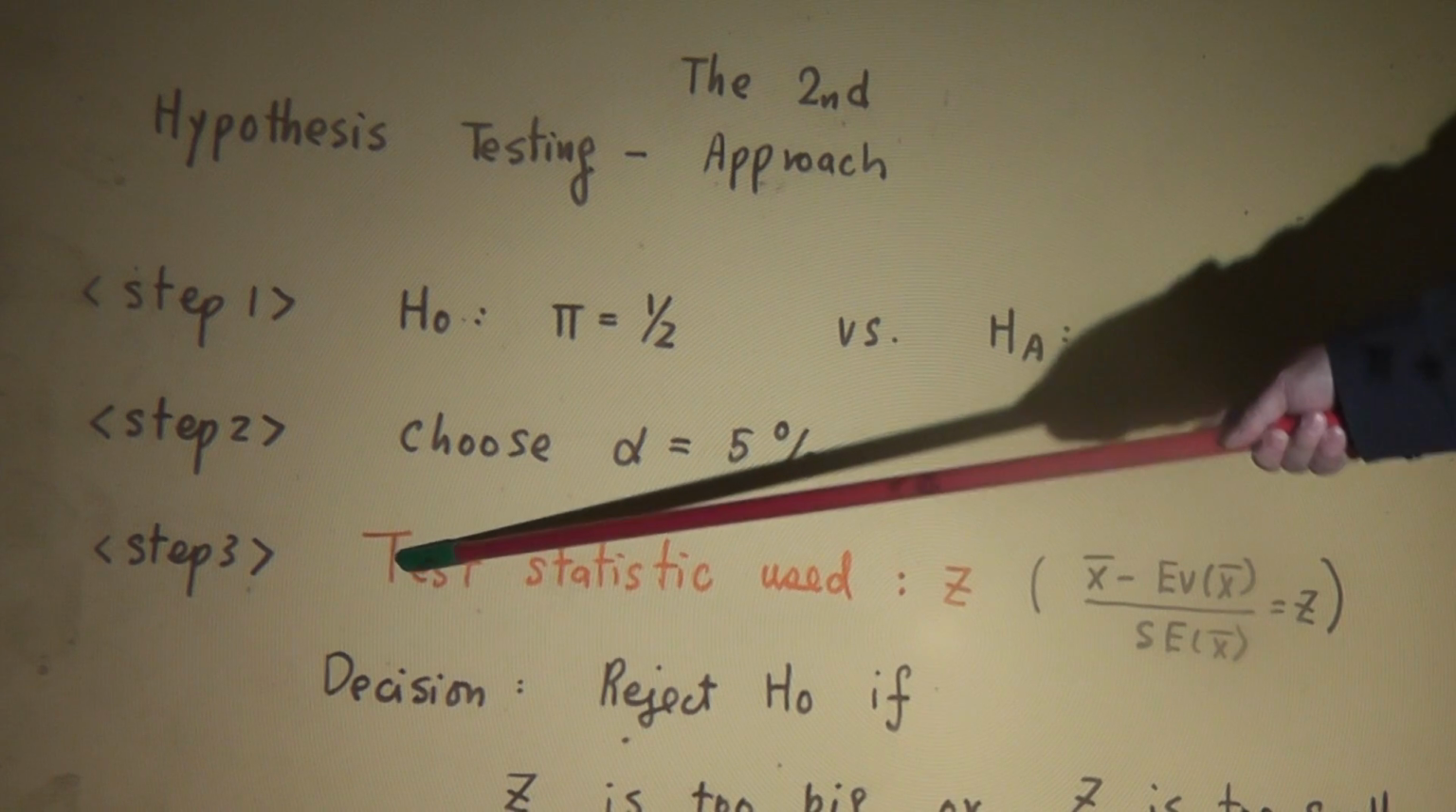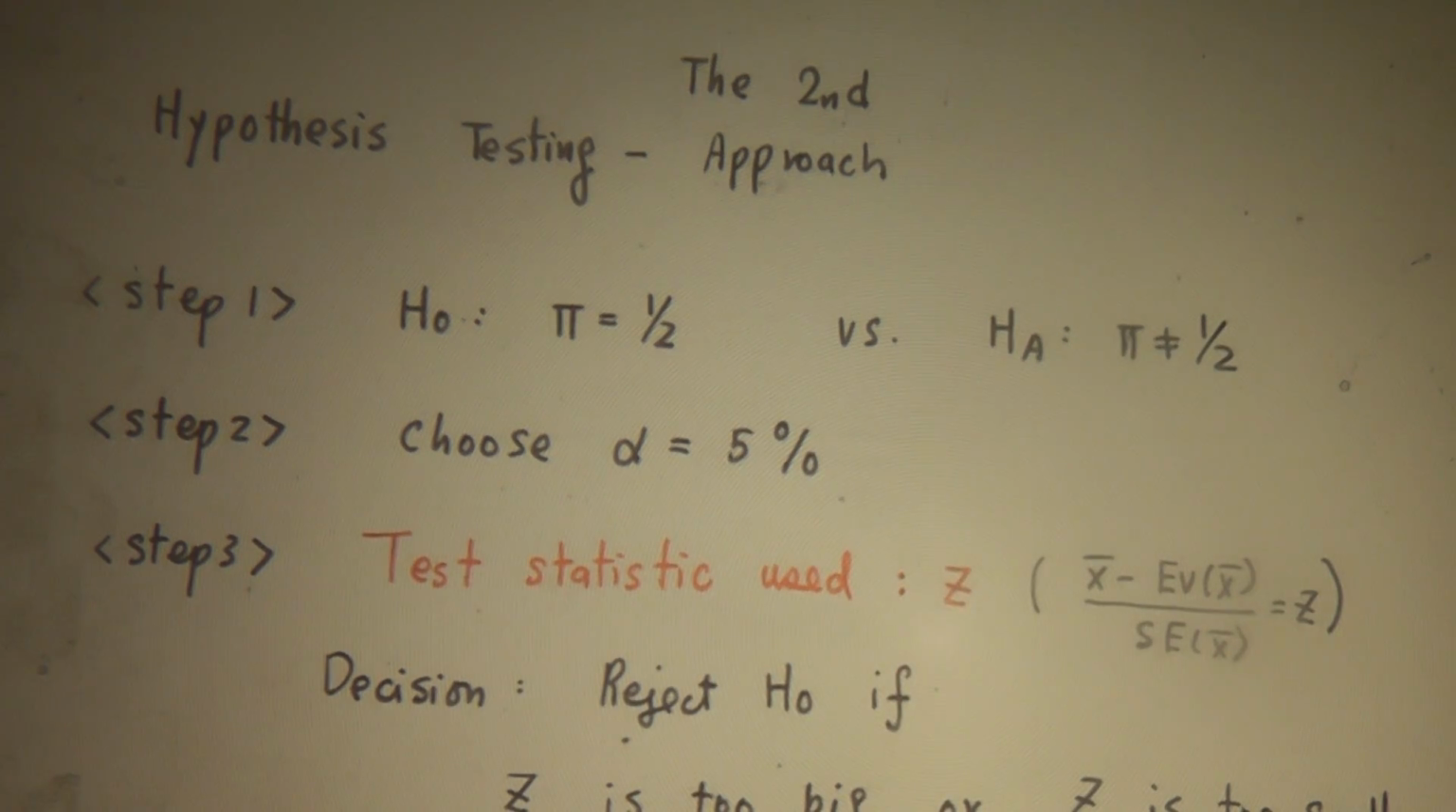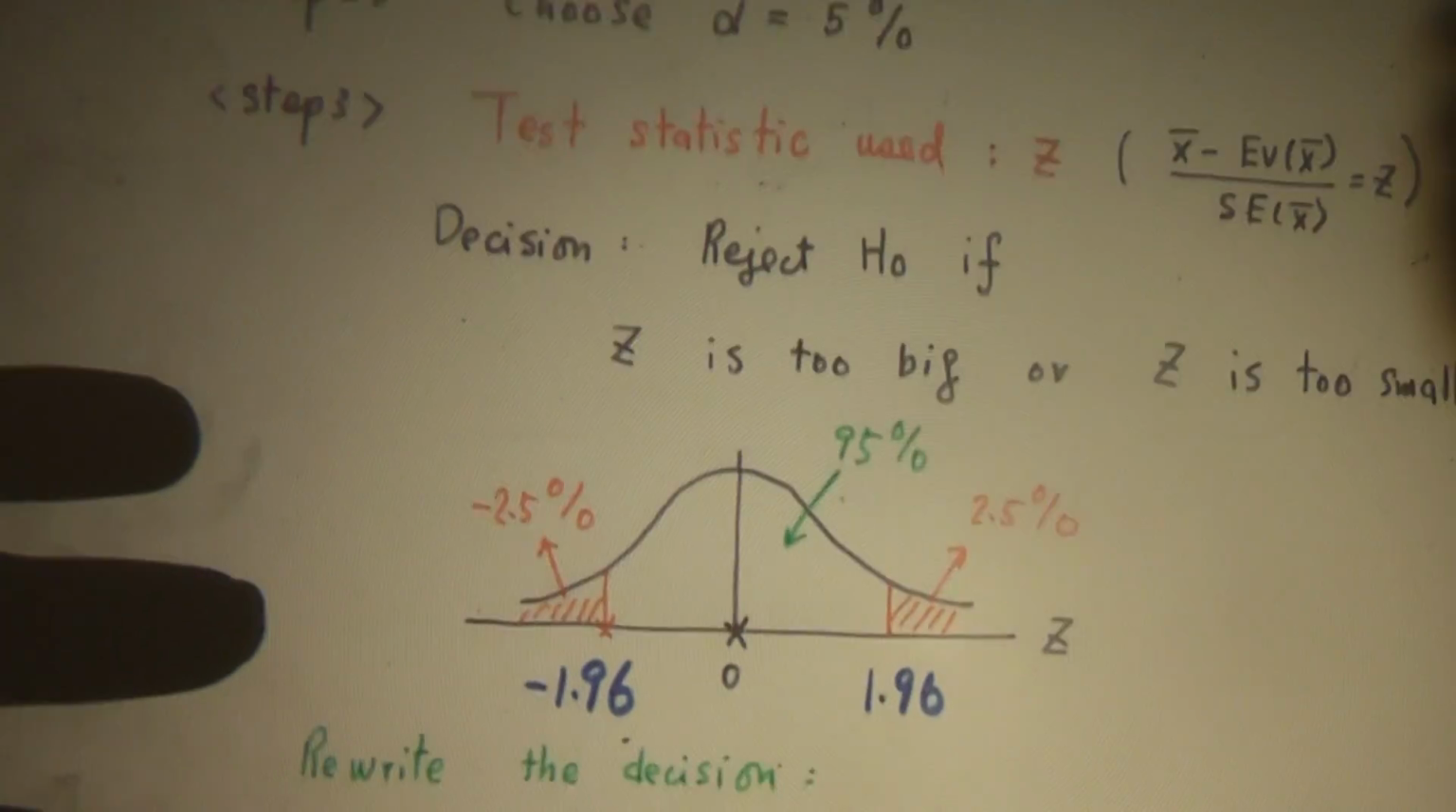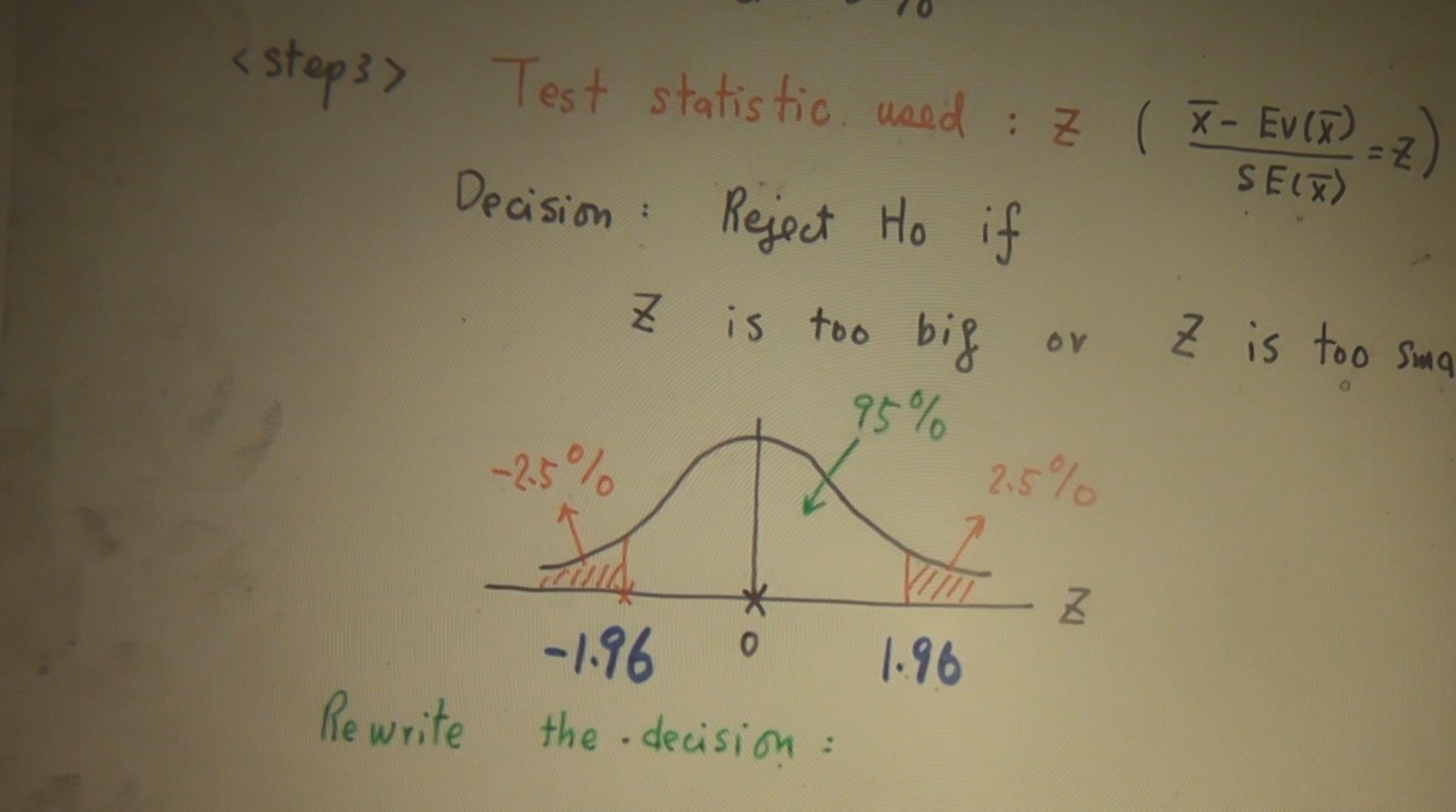begins with step 3. We use a different test statistic. In this approach, the test statistic used is no longer X bar. We use Z. But how is this Z obtained? It is obtained by standardizing X bar, by subtracting its mean and dividing by its standard deviation. Or I say X bar minus EV X bar, divided by SE X bar. And that is the Z-score.